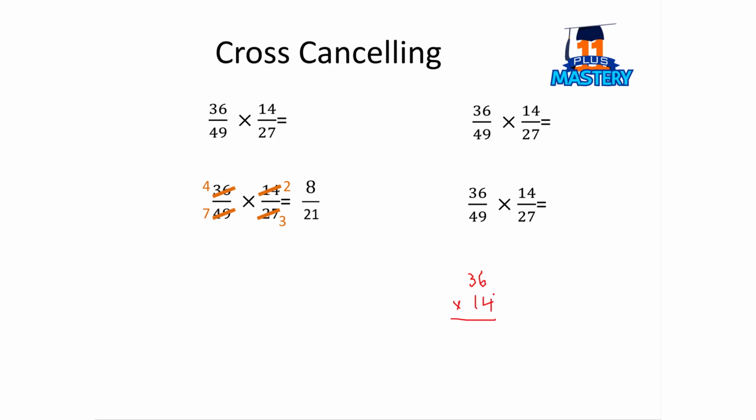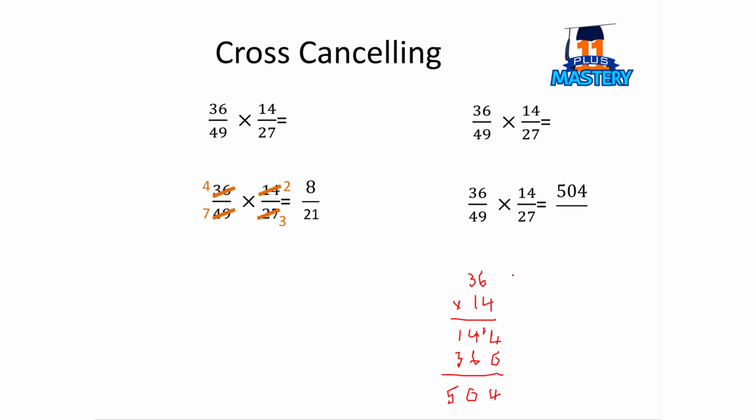Starting with my smallest number, 6 4s are 24, put down the 4, carry the 2. 3 4s are 12, plus the 2 I carried is 14. And 0, then 1 times 36 is 36. Then I add it up, 4, and carry the 1. 3 plus 1 is 4, plus 1 carries 5. That gives me 504. Then I need to do the same for the bottom, 49 times 27.